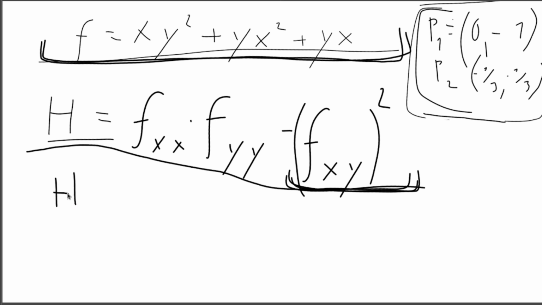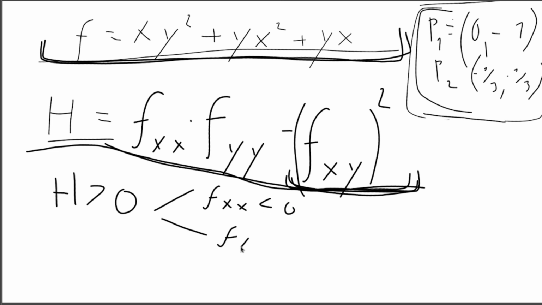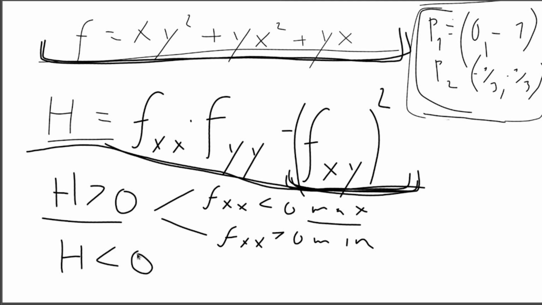The theorem says that if h is more than 0, then there are two more options. The second derivative with respect to x is either smaller than 0 or bigger than 0. If it's smaller, it's a local max, and if it's bigger, then it's a local minimum. So from this tree diagram we can find out if that particular point is a local minimum or a local maximum. And if we already find out that h is smaller than 0, then there's one option, and that means it's a saddle point.